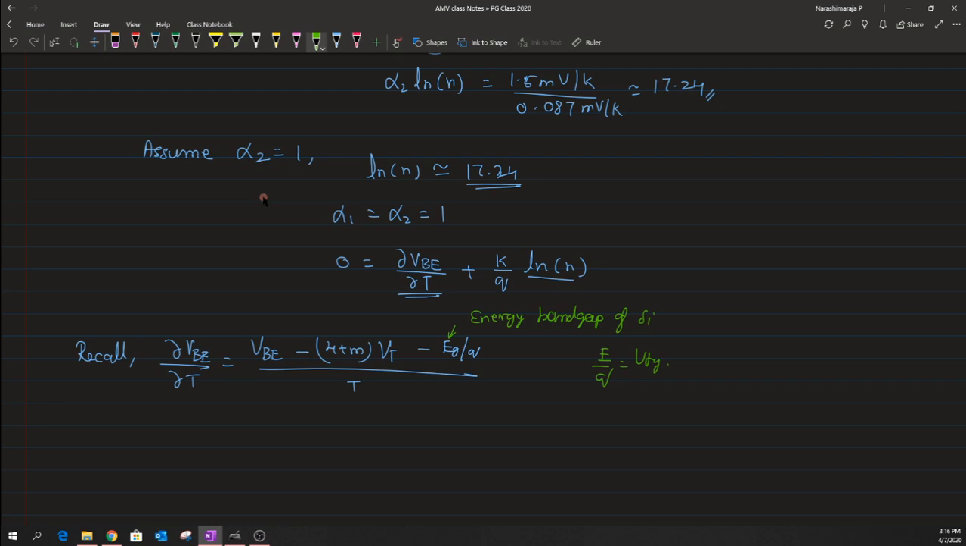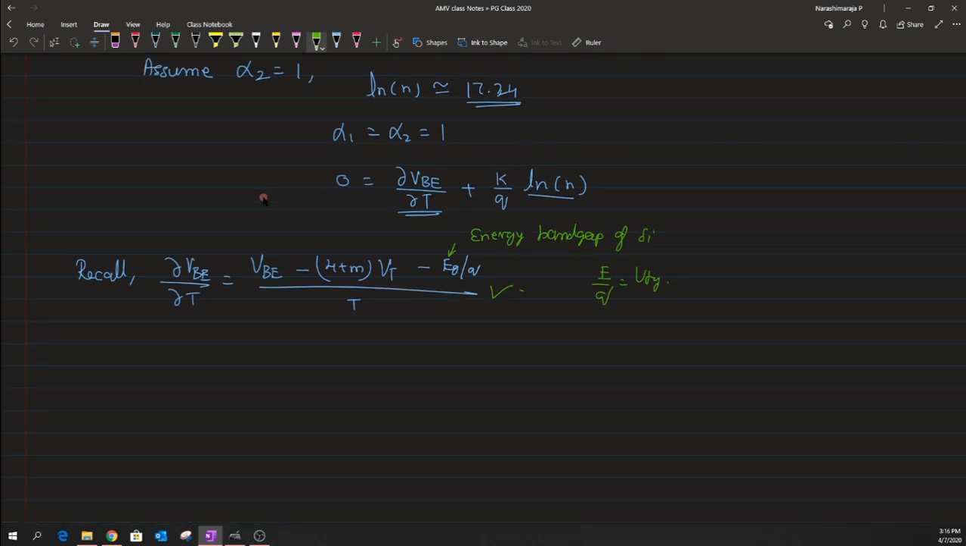So in the place of dou VB with respect to dou T, I could use this expression that has been written down here. But before that, let me also bring the expression from something like this, so that what I have is dou T is equal to minus K by Q into ln of n. One can also write this K by Q term in terms of Vt.